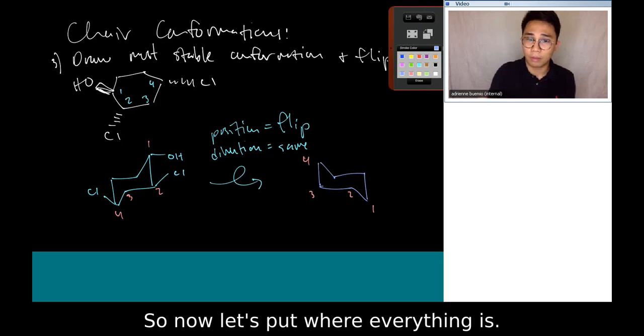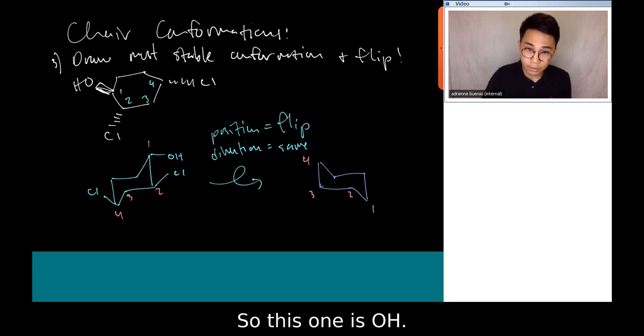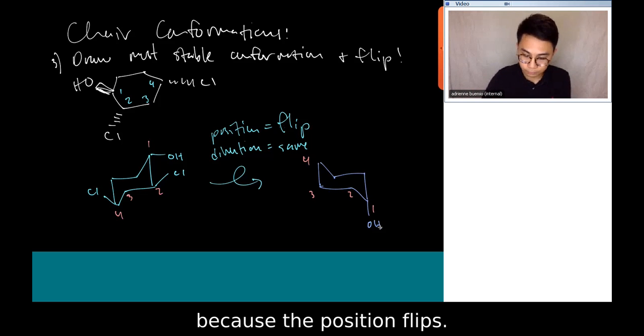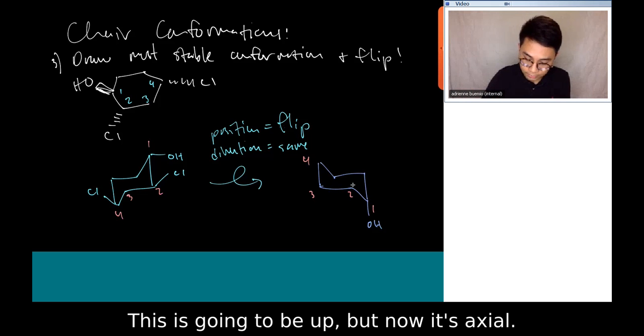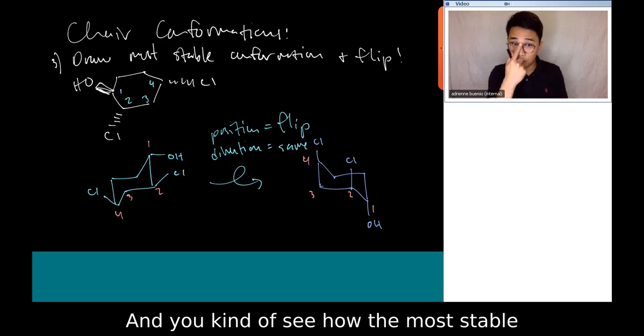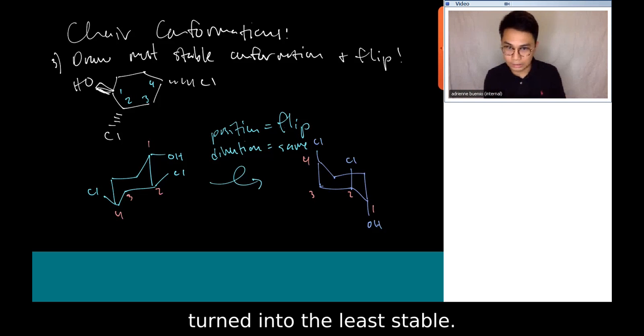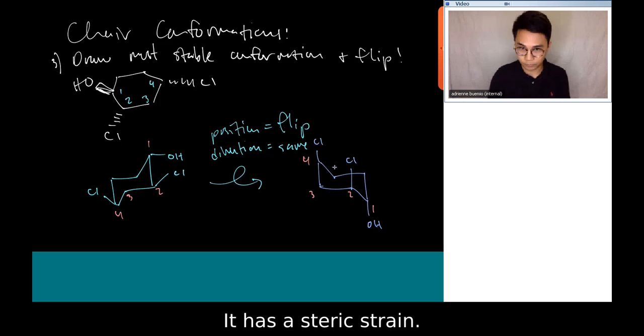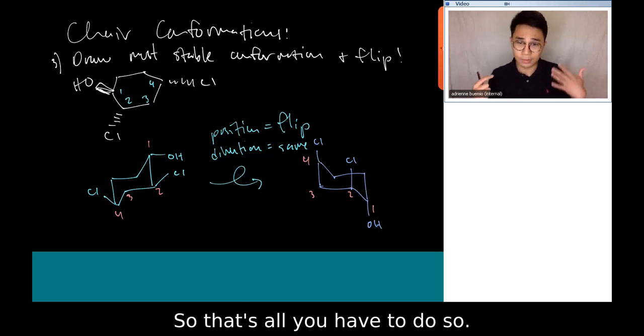So now let's put where everything is. This one is OH. It's still going to be down, but now it's axial, right? Because the position flips. This one's going to be up, but now it's axial. This one's going to be up, but now it's axial, right? And you kind of see how the most stable turned into the least stable. All these are axial. All it has is steric strain, right? So that's all you have to do.